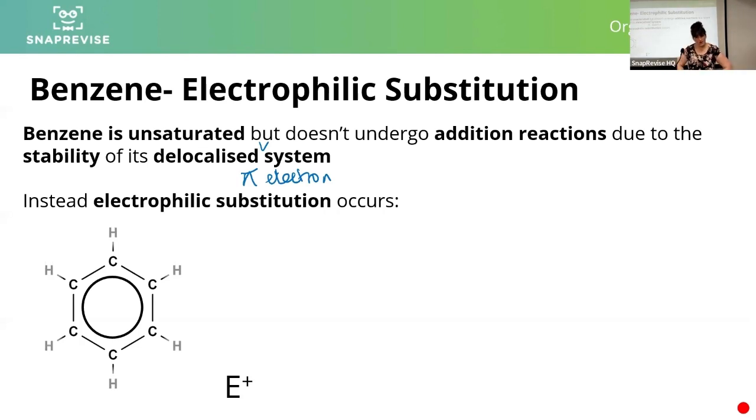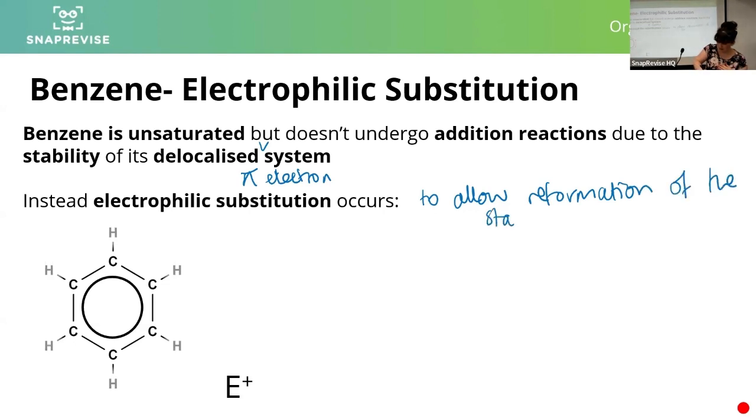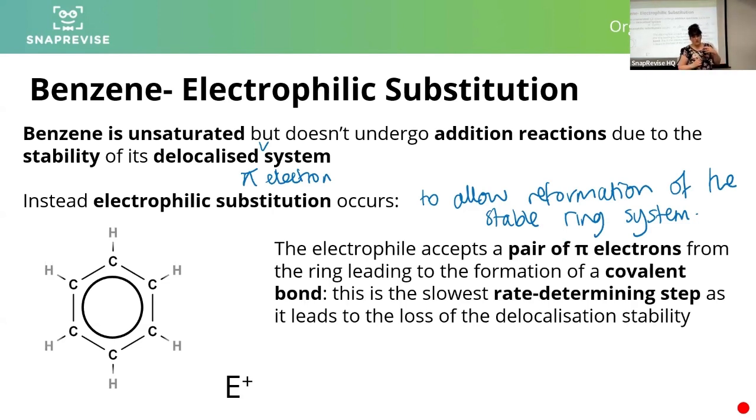Instead, substitution happens. So not an addition reaction, a substitution, a swap. Why? Why are we allowed substitution but not addition? This is because by doing it, we can reform the stable ring, to allow reformation of the stable ring system. So let's think about what happens. I think we've got this across 2 slides, but what happens is we get the approach of an electrophile.